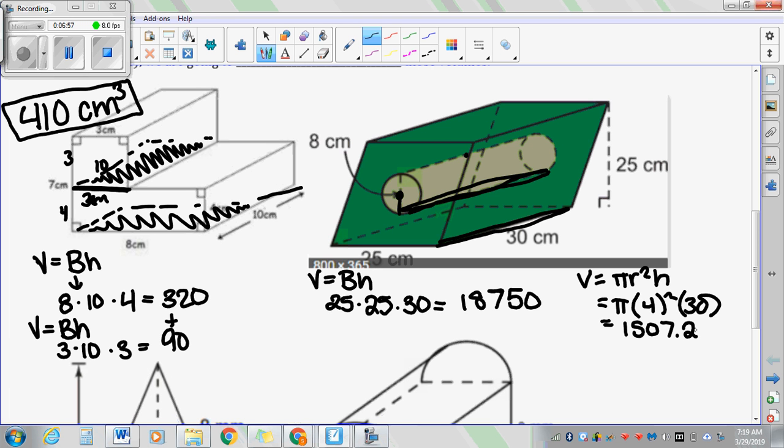And then I need to ask myself, do I add those two volumes together or do I subtract? Well, in this case, these two shapes are overlapping, right? I have this little rectangle-y thing right here, and then it's almost like I'm cutting out this center cylinder, right? They are literally inside each other. This is a subtraction problem. So 18,750 minus 1507.2 gives me a total volume of 17,242.8.